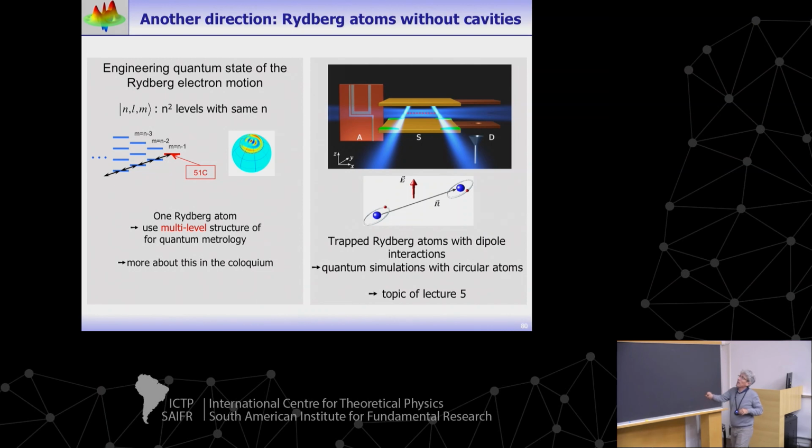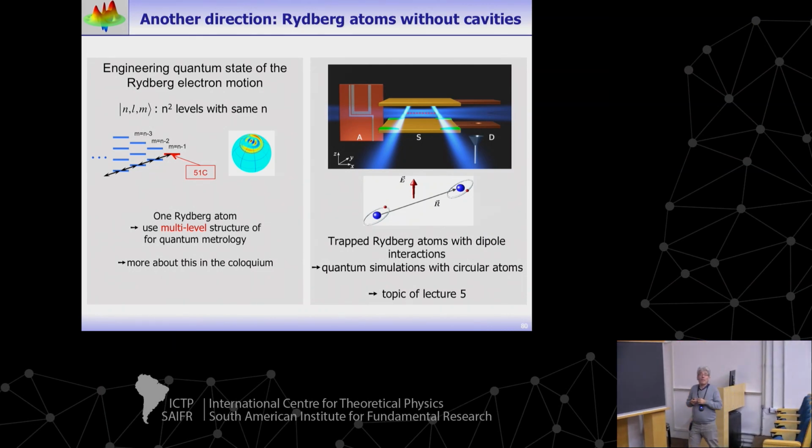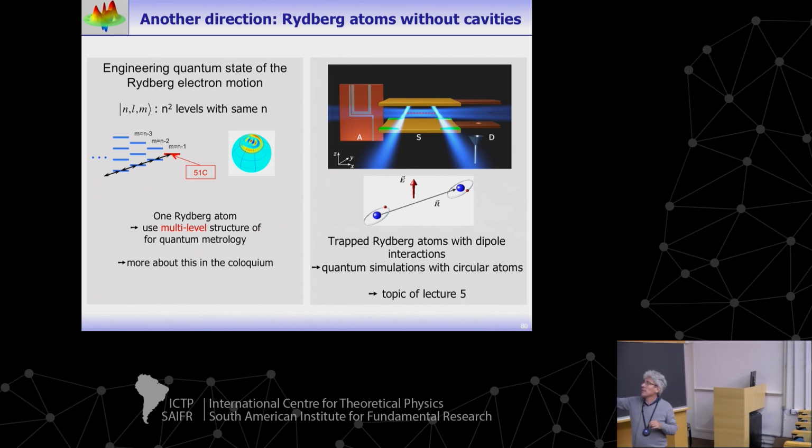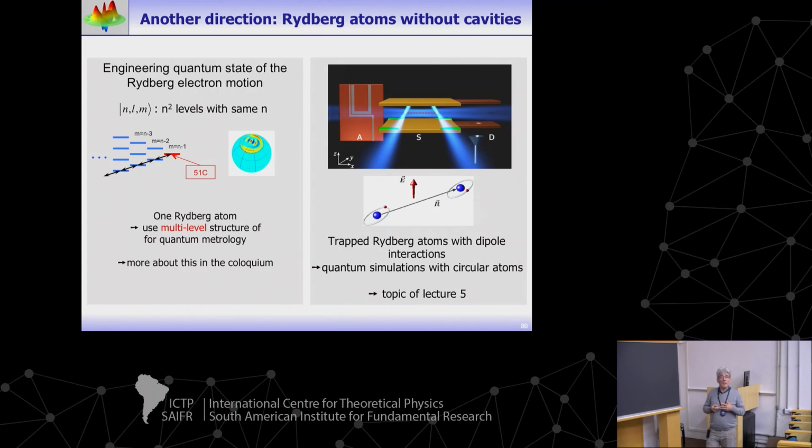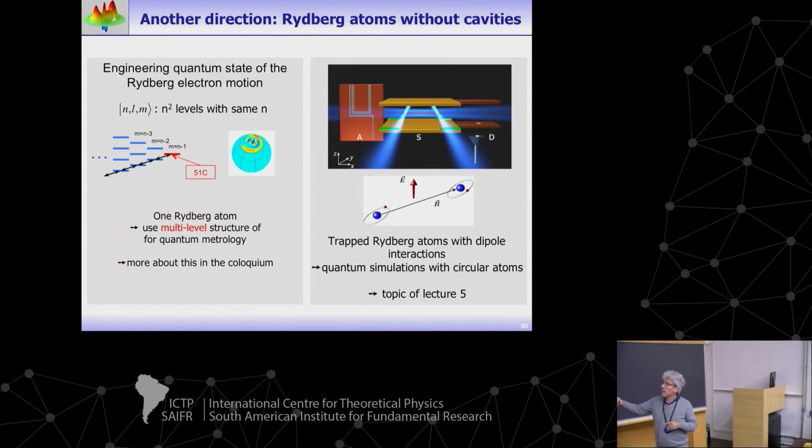So two of them are without cavities, so that's the direction of the experiment. One of them consists in engineering the quantum state of the Rydberg atom in itself by some quantum manipulation technique. So I will talk about this in the colloquium.